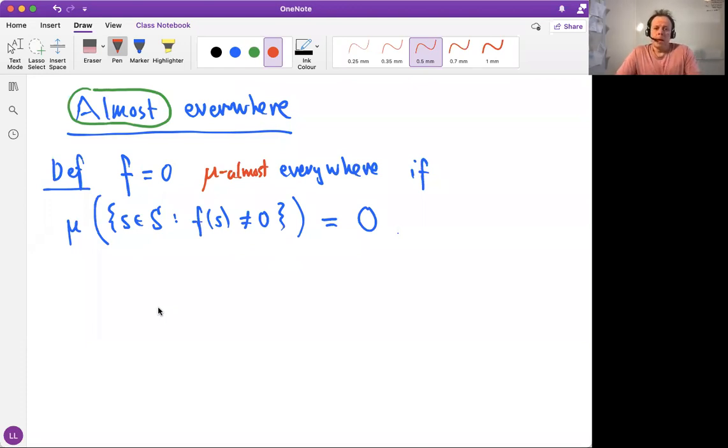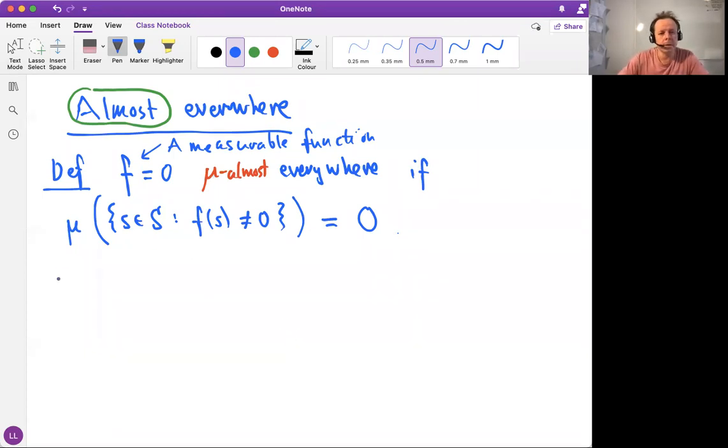Yes. What else is there to look at? Can we calculate the measure of this set here? Yes, we can when f is a measurable function. So we might also say that a measurable function f is 0 mu almost everywhere if this is true.